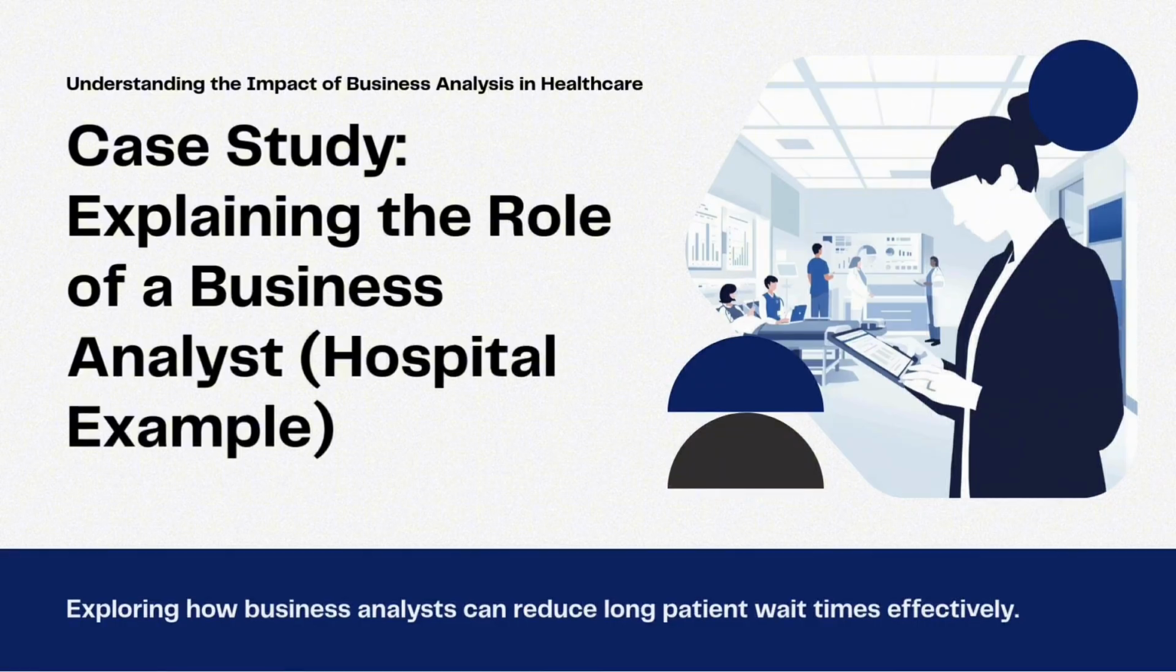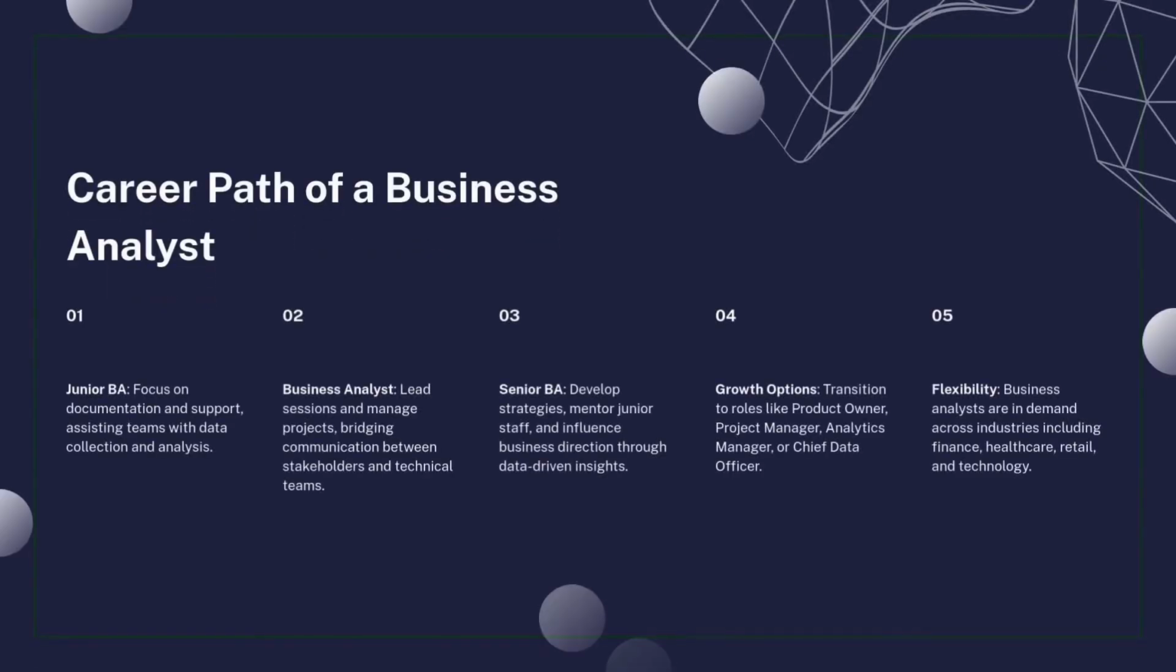Where can you go once you start as a BA? The typical path is junior BA, then business analyst, then senior BA, and eventually leadership or adjacent roles. As a junior BA, you learn documentation and support workshops. As a business analyst, you lead requirement sessions and manage projects more independently. As a senior BA, you handle strategic initiatives, mentor juniors, and influence business strategy. From there, you might move into leadership roles like product owner, project manager, analytics manager, or even chief data officer.